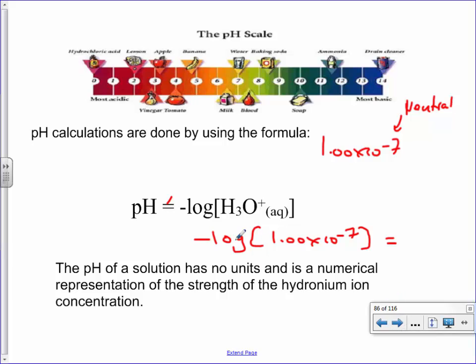So negative log, open a bracket, 1.00 times 10 to the minus 7, and then close the bracket. So what we've done here is this is the concentration of a solution that we have defined as neutral. And based on this formula, it tells us the pH of that solution is 7. Okay, so how do we know what number to put? I just told you to use this one here because I happen to know that that was what neutral was going to be.